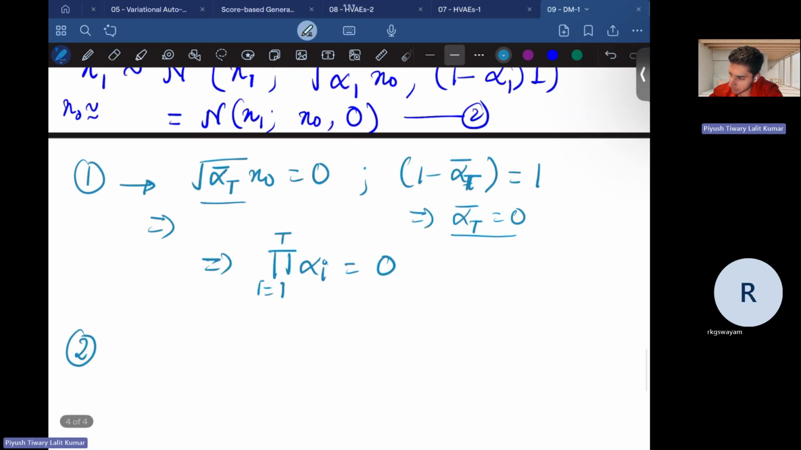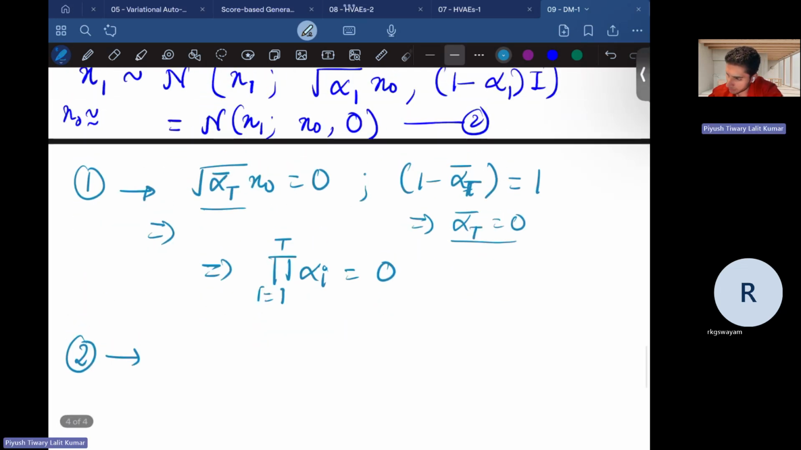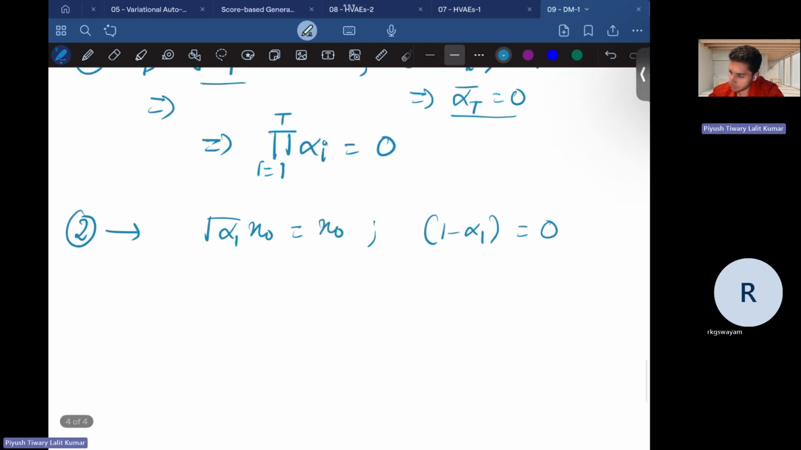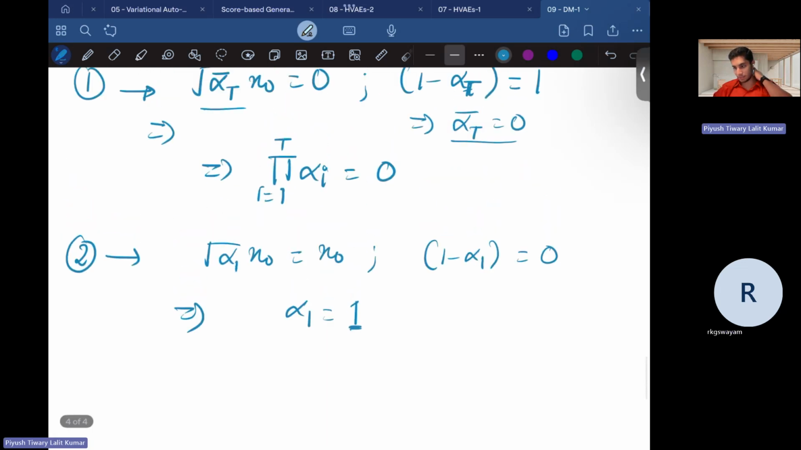What is the second condition? The second condition tells us that square root of alpha 1 times x naught should be equal to x naught, and 1 minus alpha 1 should be equal to 0, right? What does this mean? This can happen if alpha 1 is equal to what? Just 1, right? Is this fine? Yes. So this is something interesting.